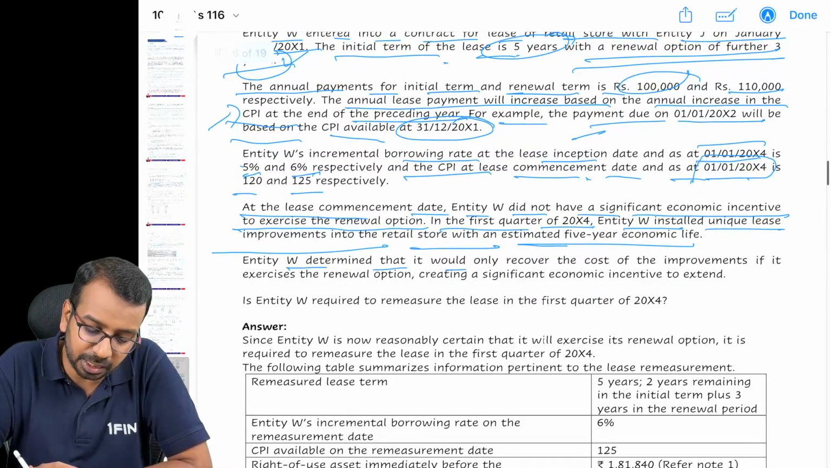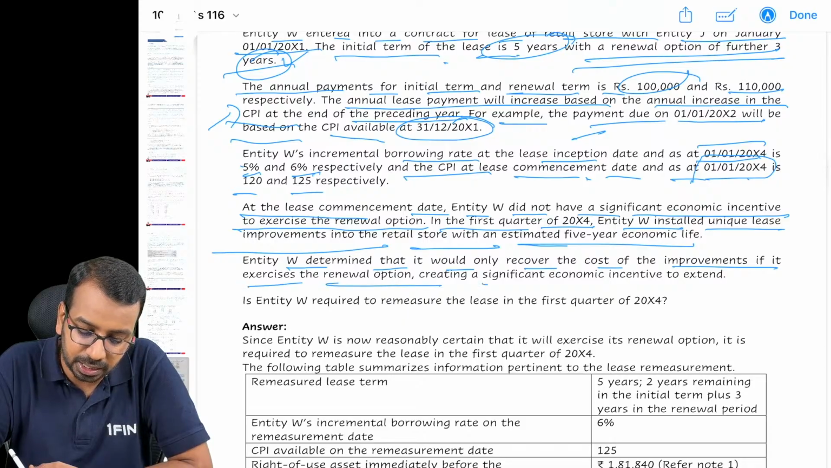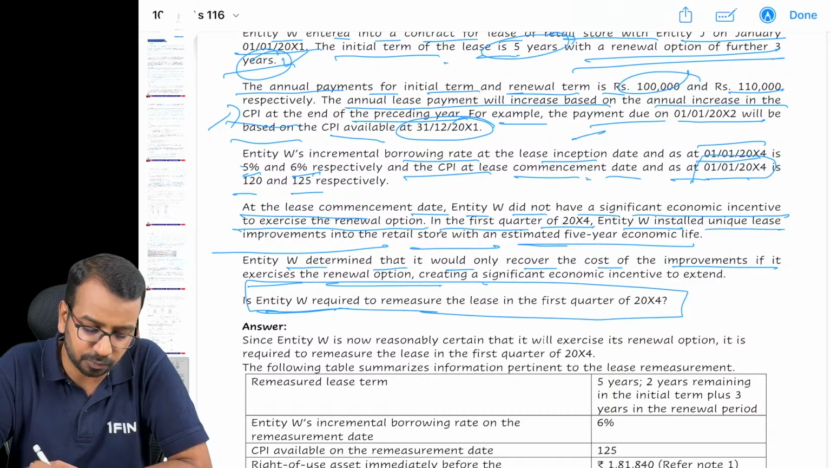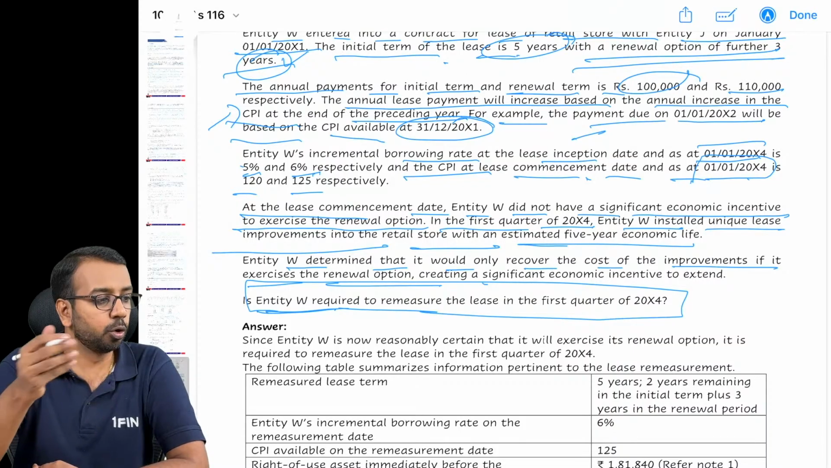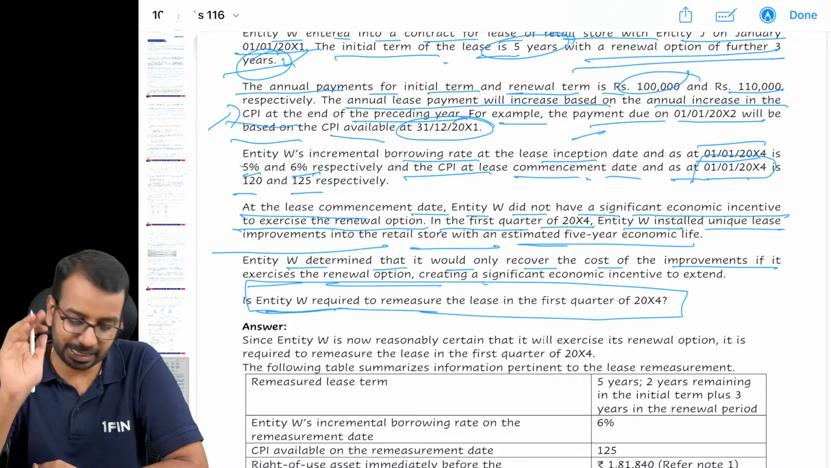Entity W determined that it would only recover the cost of improvement if it exercised the renewal option. What is Entity W required to remeasure the lease in the first quarter of year 4? So here dates are not given, whether it is beginning of the quarter, end of the quarter. We'll go ahead with the assumption given by ICAI.